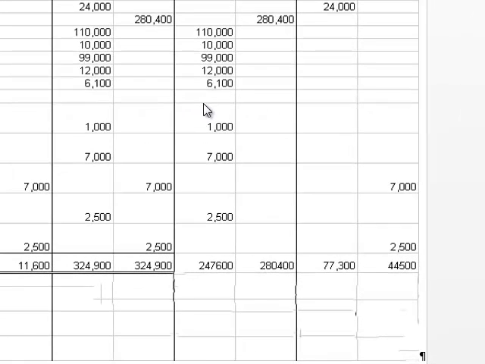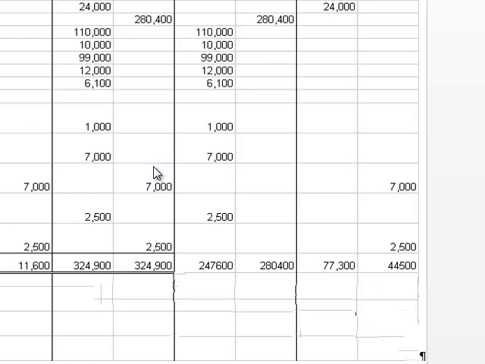Okay, folks, on to Chapter 4. Chapter 4 is completing the accounting cycle. This takes us through what we've learned from chapters 1 through 3 and goes to the finish where we close out the books for the period.